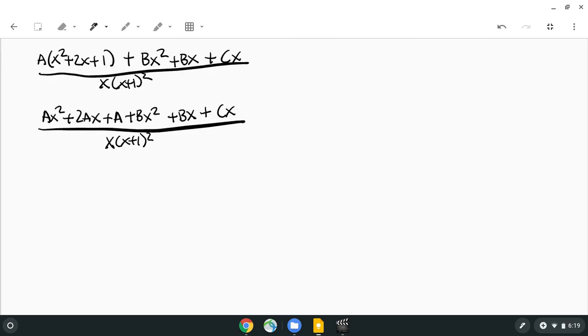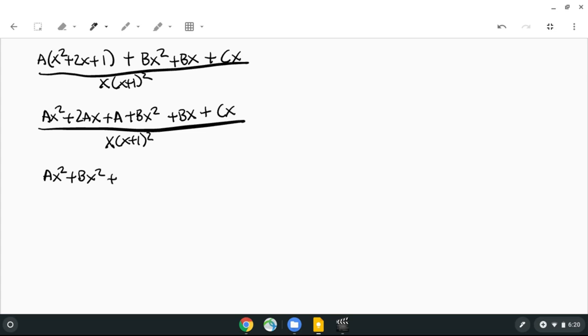So I'm going to start with my x squared terms. I have two terms here with x squared, the ax squared and the bx squared, so ax squared plus bx squared. I'm going to put those together. Then I'm going to put my x's together, and I have three of them: a 2ax, a bx, and a cx. So 2ax plus bx plus cx.